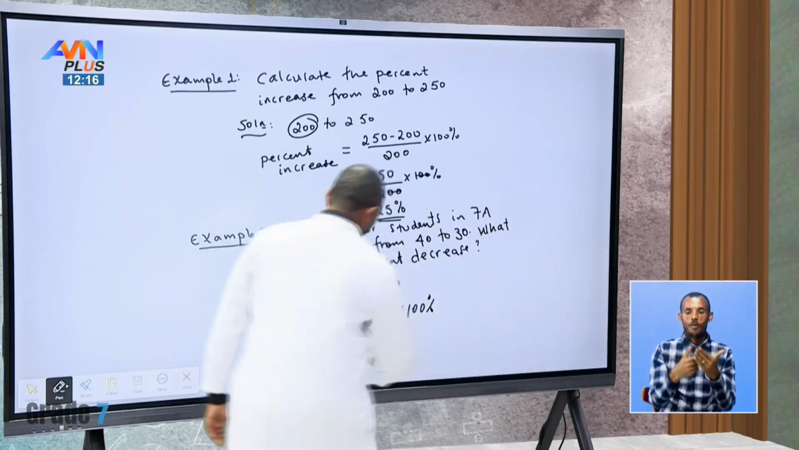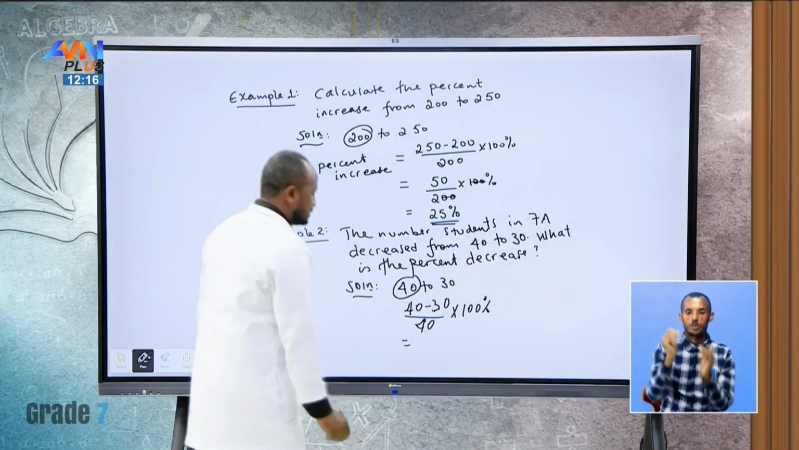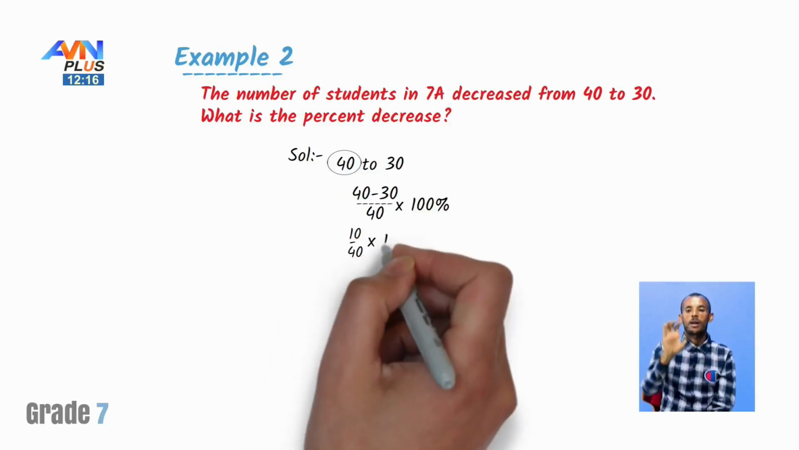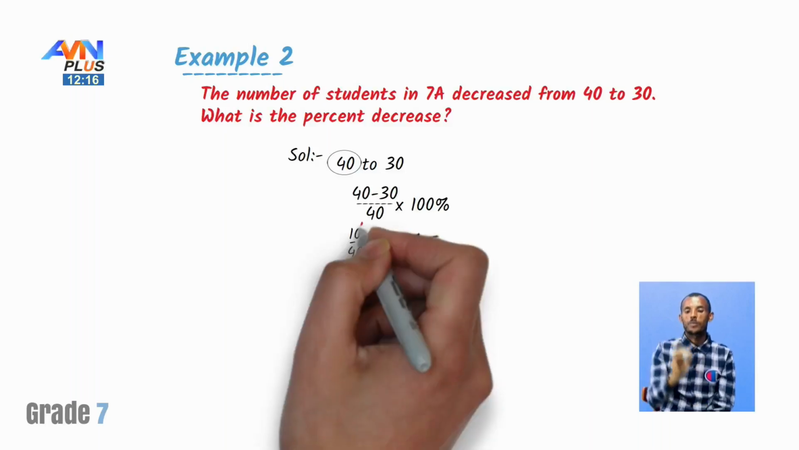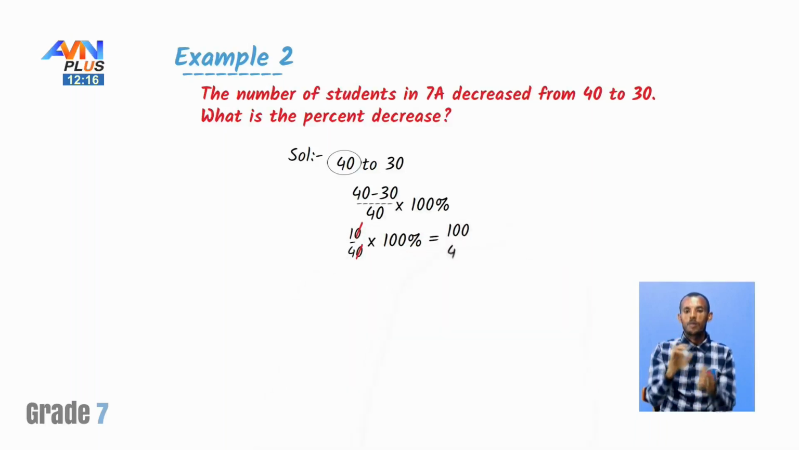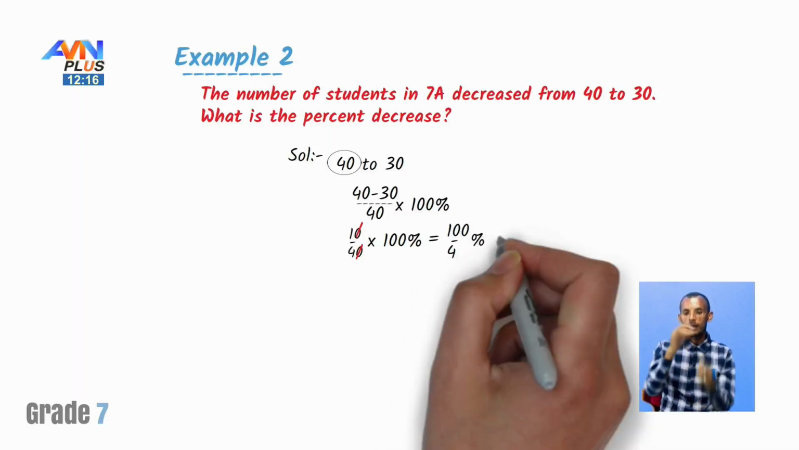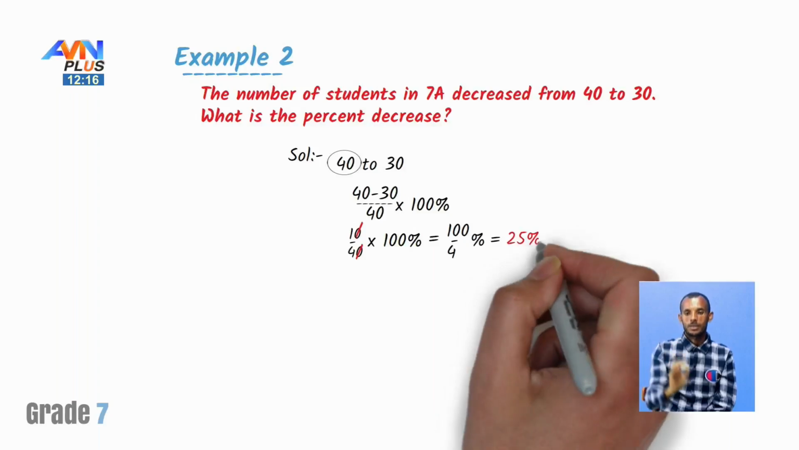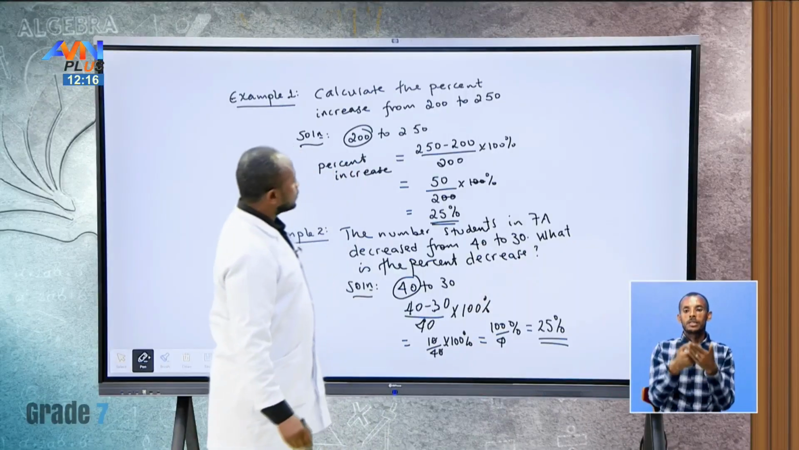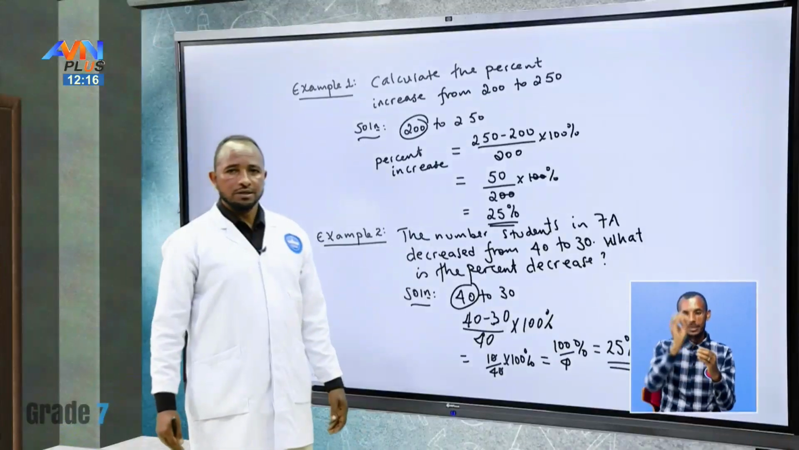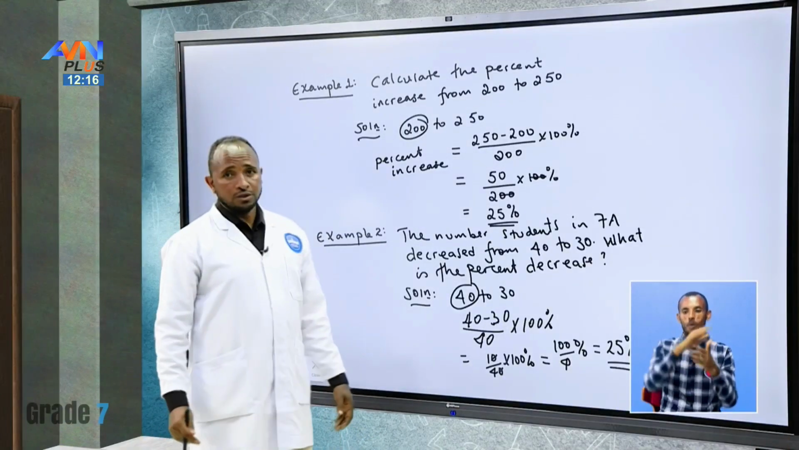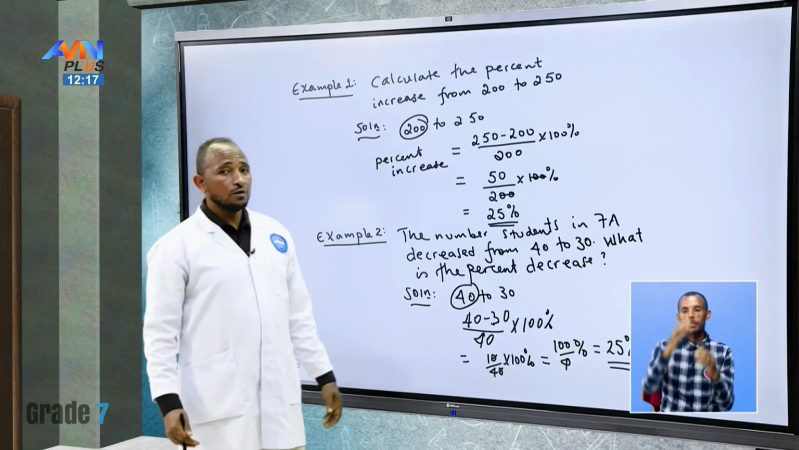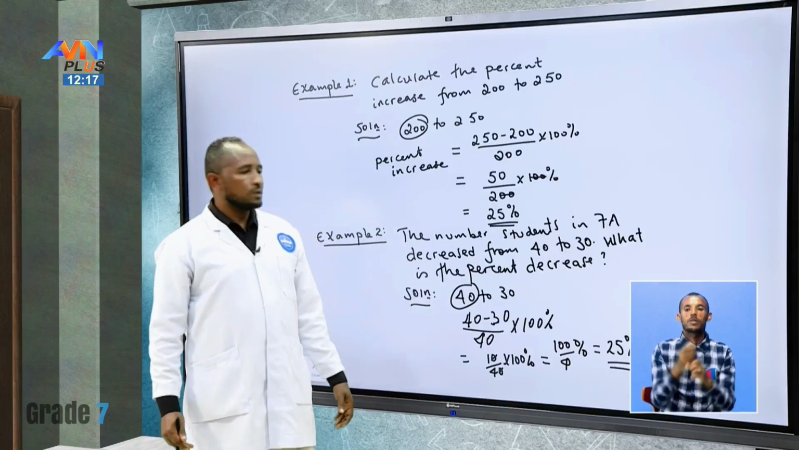Therefore, 40 minus 30 is 10 over 40 times 100%. The zeros cancel out, and 100 over 4%, 100 divided by 4 is 25. That will be the correct answer. So this is how to calculate percent increase and percent decrease. This is all about how to calculate percent increase, decrease, and calculating base, rate and percentage. I'll give you questions to try at home.